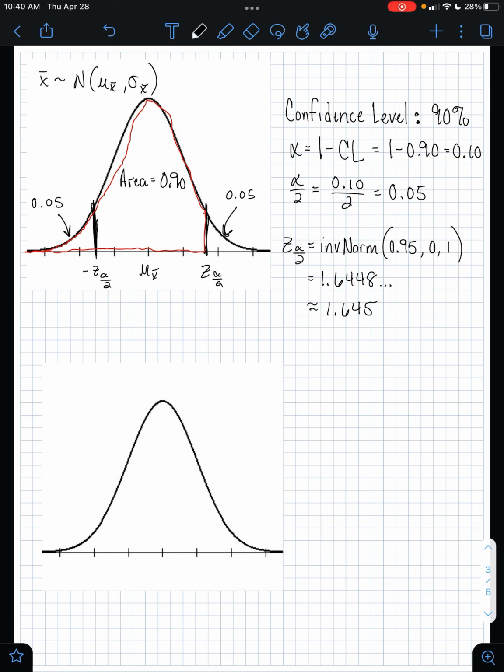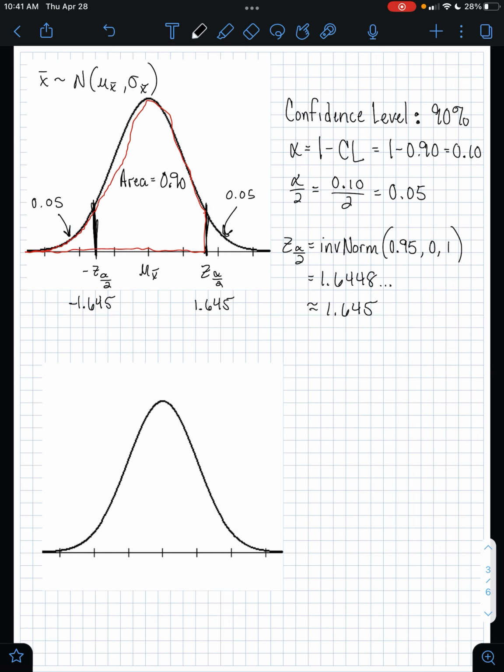So what this means is that we have a range of values here that is 1.645 standard deviations to the left of the mean and 1.645 standard deviations to the right of the mean. And the idea is then that we now would need to pick that up and move that to be centered on x bar, whatever x bar would be.